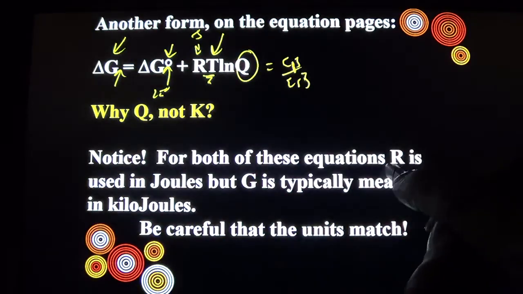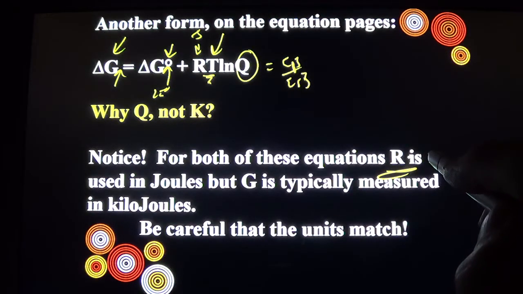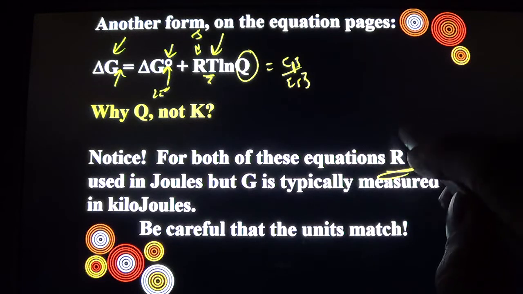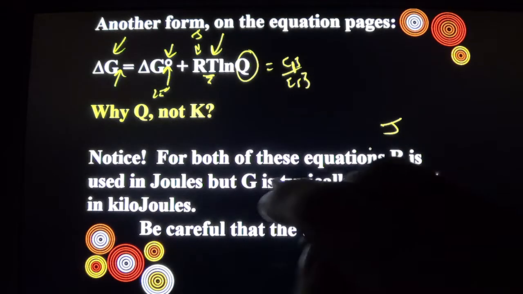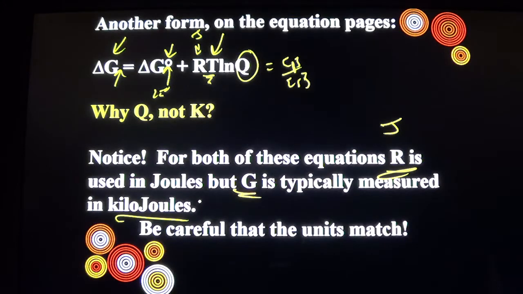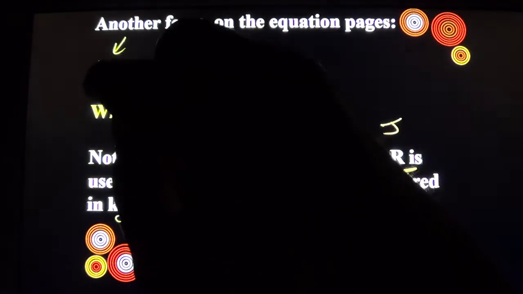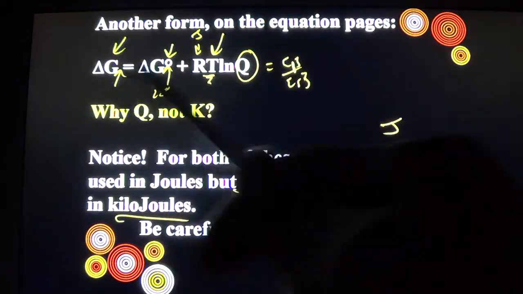Okay. Now, I've said this both times. R is, in your formula chart, the blue copies that we use on tests and quizzes, you want the one in joules. Be sure you use the one in joules. However, G is typically measured in kilojoules. So be sure your units match, not just joules to kilojoules, but be sure on both sides of the equal sign you end up with either both joules or both kilojoules.